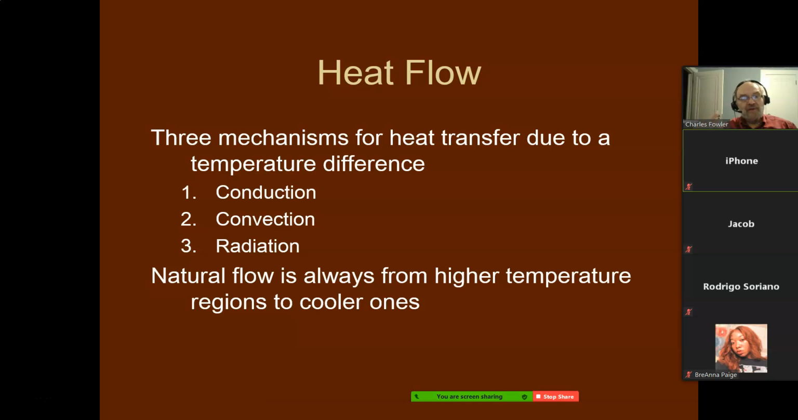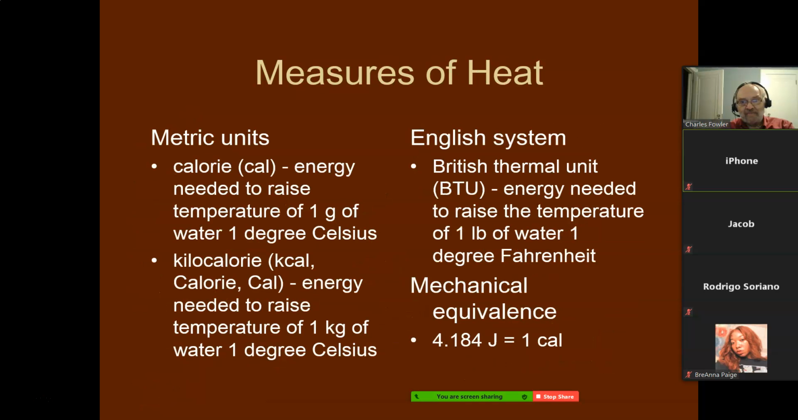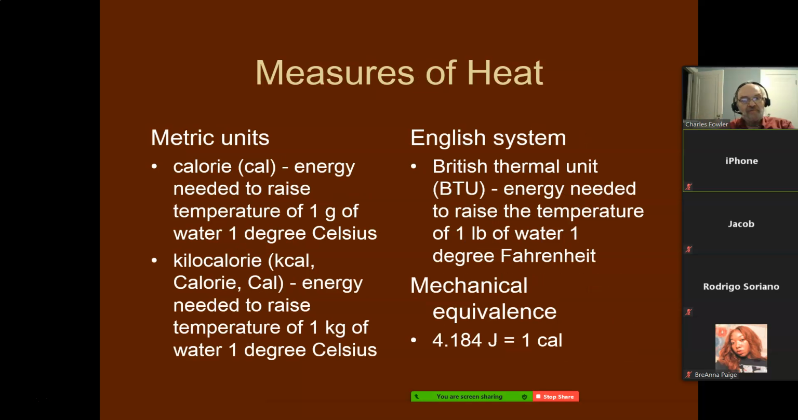Natural flow, and we've said this in an earlier slide. Let's see if we can find it now. Here it is right there. Energy always moves from high temperature regions to low temperature regions. That's the natural flow of energy from high to low. Everything you deal with goes from high potential to low potential.